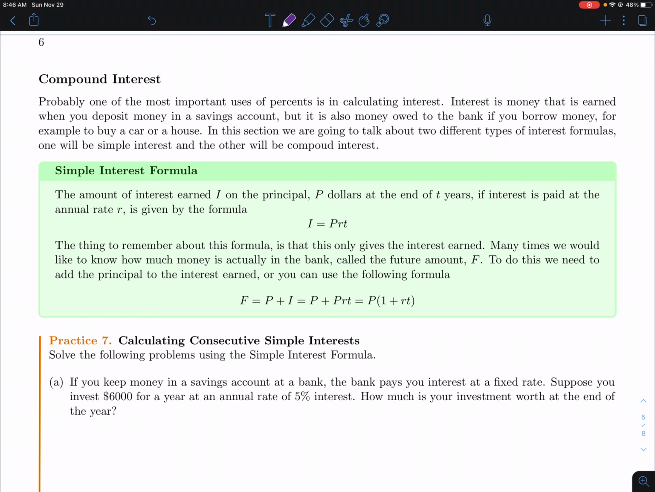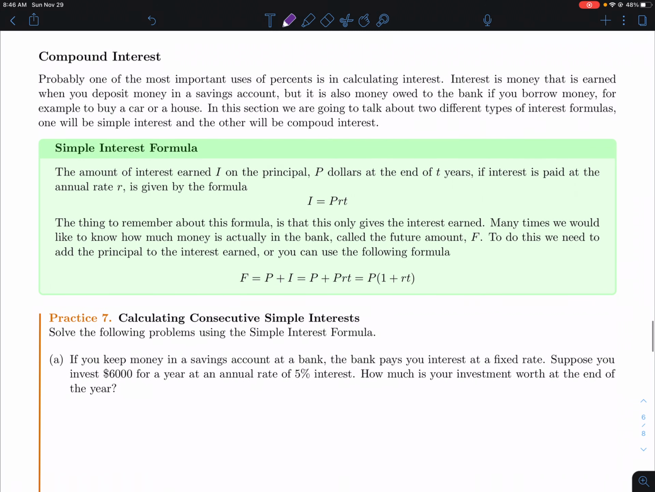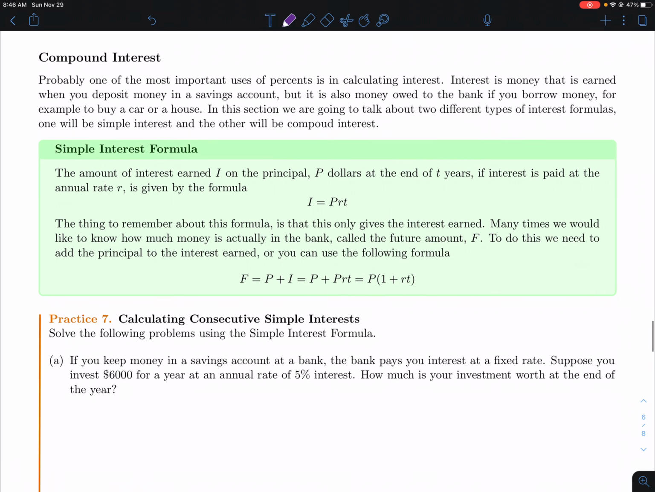All right, so hopefully everybody did a good job with the proportion problems. So we're going to finish up here talking about compound interest. So again, interest is another thing that comes up all the time.